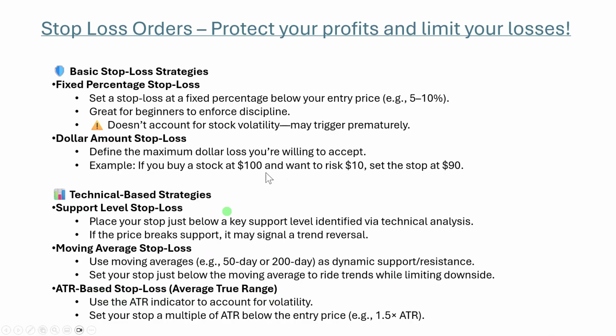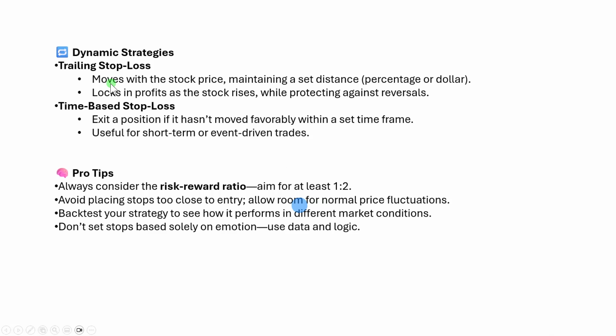So you can, rather than just setting a certain percentage, determine what the normal volatility is and then set it 1.5 or 2 times the ATR below that level. Of course, trailing stops I talked about. You can also have a time-based stop. So if a stock just moves sideways and doesn't do anything for some period of time, let's say 2 weeks, then you just sell it and get out. It's useful for short-term and event-driven trades.